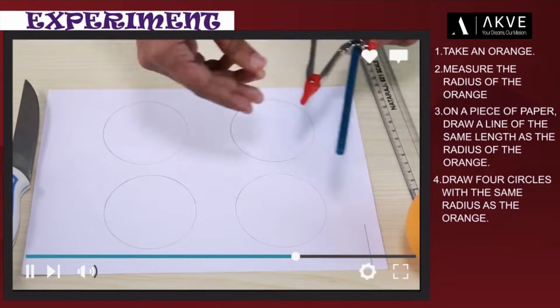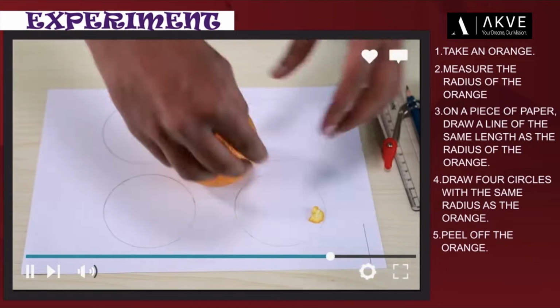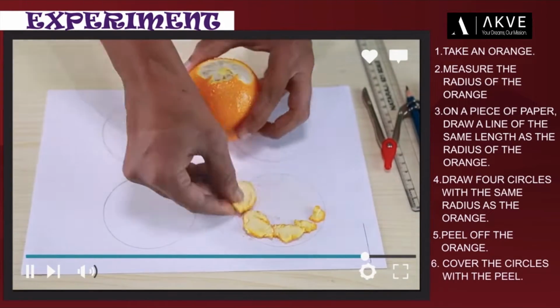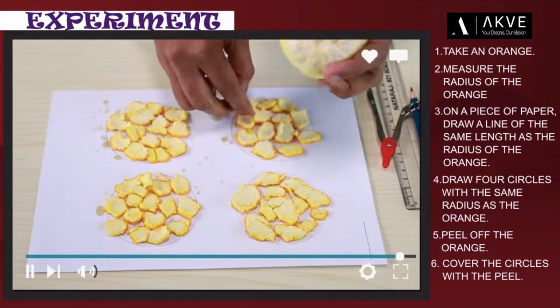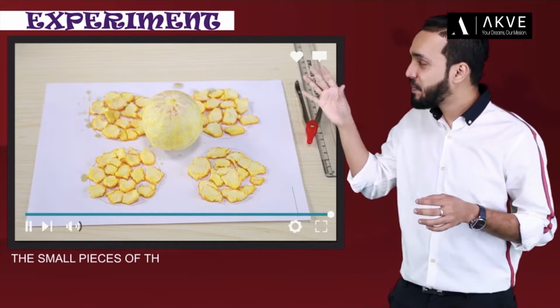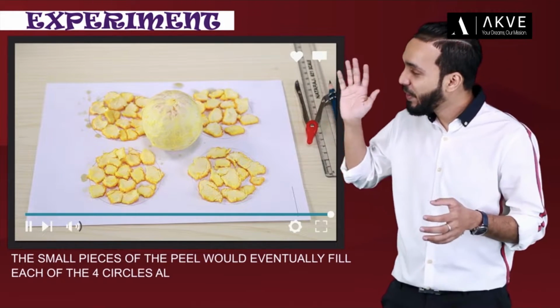Once the 4 circles are drawn, we peel off the orange bit by bit and use each of those bits to cover the area enclosed by each of the 4 circles completely. We would see that eventually the pieces of the peel would cover the 4 circles almost perfectly.